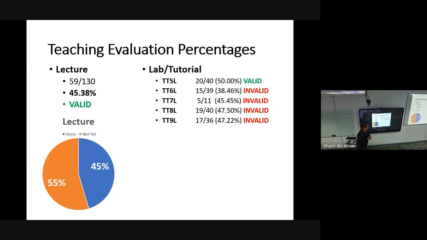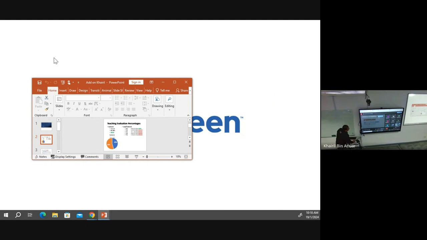Whereas for the lab or tutorial, only 55L has already achieved 50%. The rest are still undergoing. Close are 57L and 58L. Also TT9L is already 45% and above, and TT6L is 38%. So I would really need your help to get this feedback in, so that it can become a valid process for the organization. Again, thank you, and I need you to give the feedback as soon as possible, before the 11th of February.